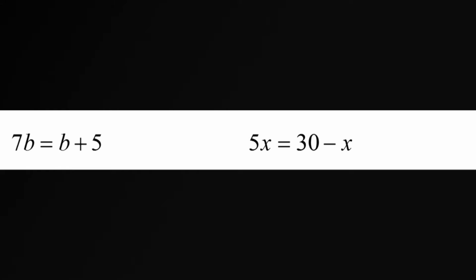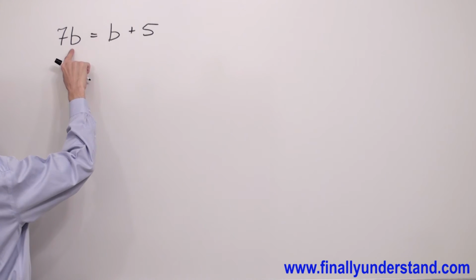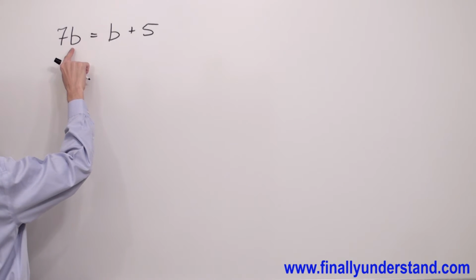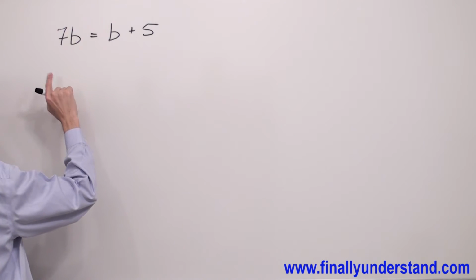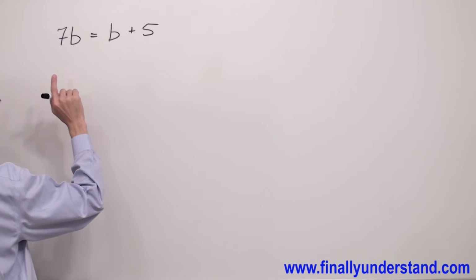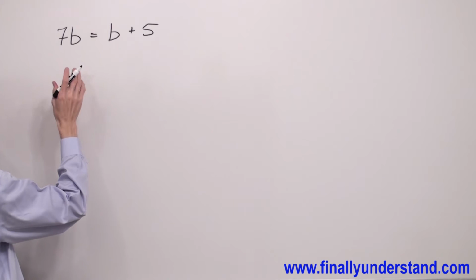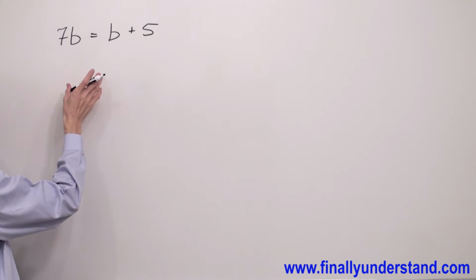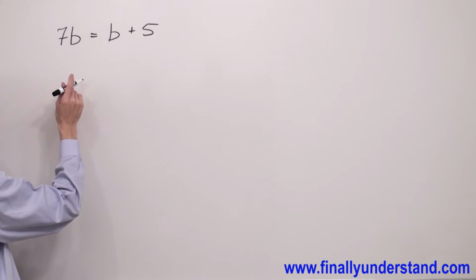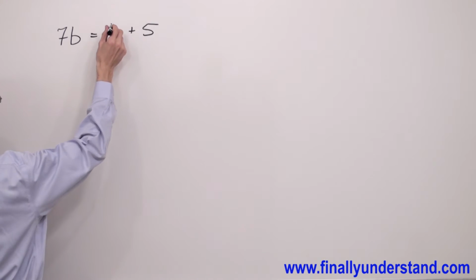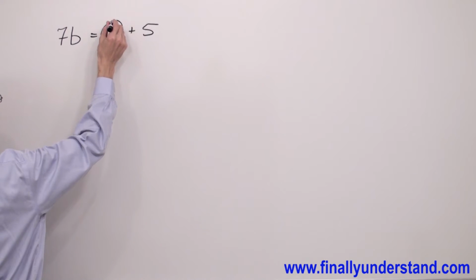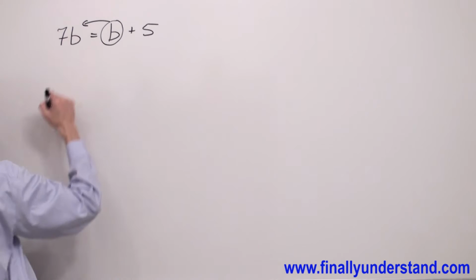Let's take a look at this example. I have 7b equals b plus 5. I'm looking for the value of b. This time I have b on both sides of the equation. What I have to do first is move all terms which contain b to one side of my equation. I'm going to move this b to the left side.